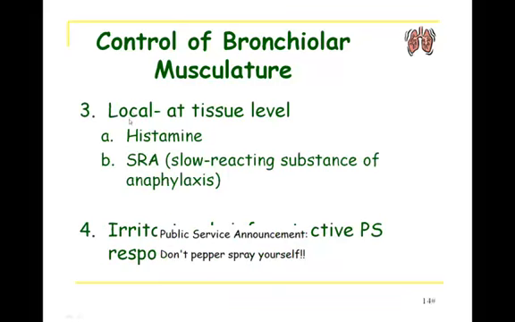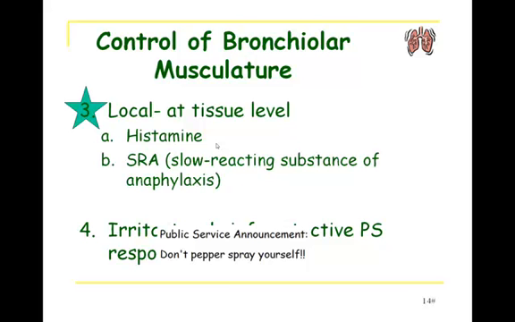Local factors at the tissue level, things that are produced at the tissue level, are also pretty important in the control of your bronchial smooth muscle. So I'm going to put another star by this one. Oop, you see I have something up here, but we'll come back down to it. The histamine, which can be produced by mast cells in your lung tissue in response to allergens.